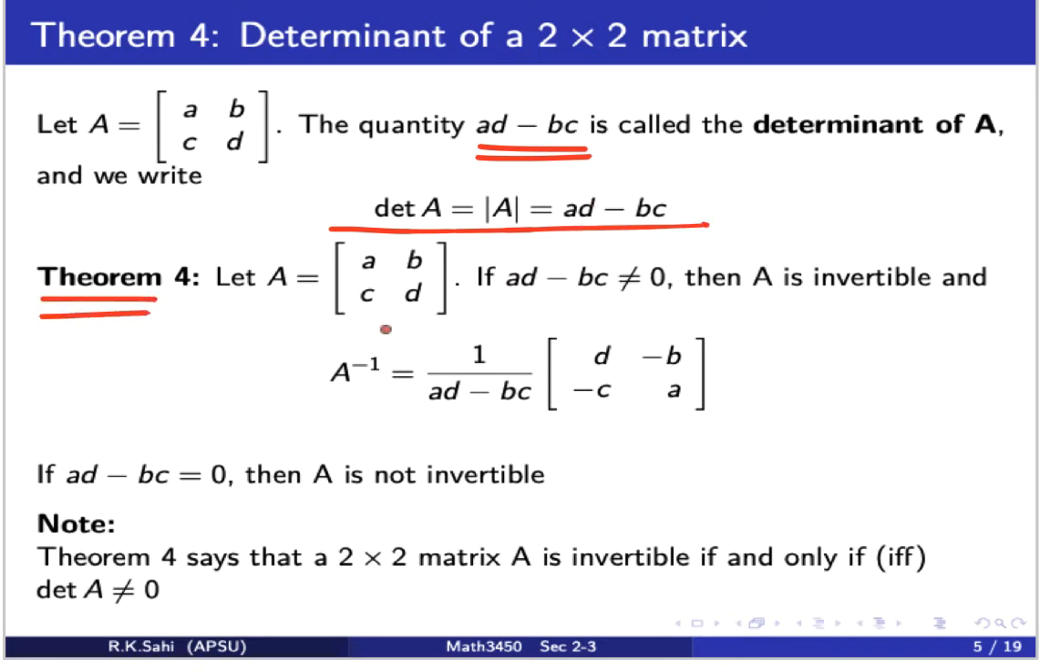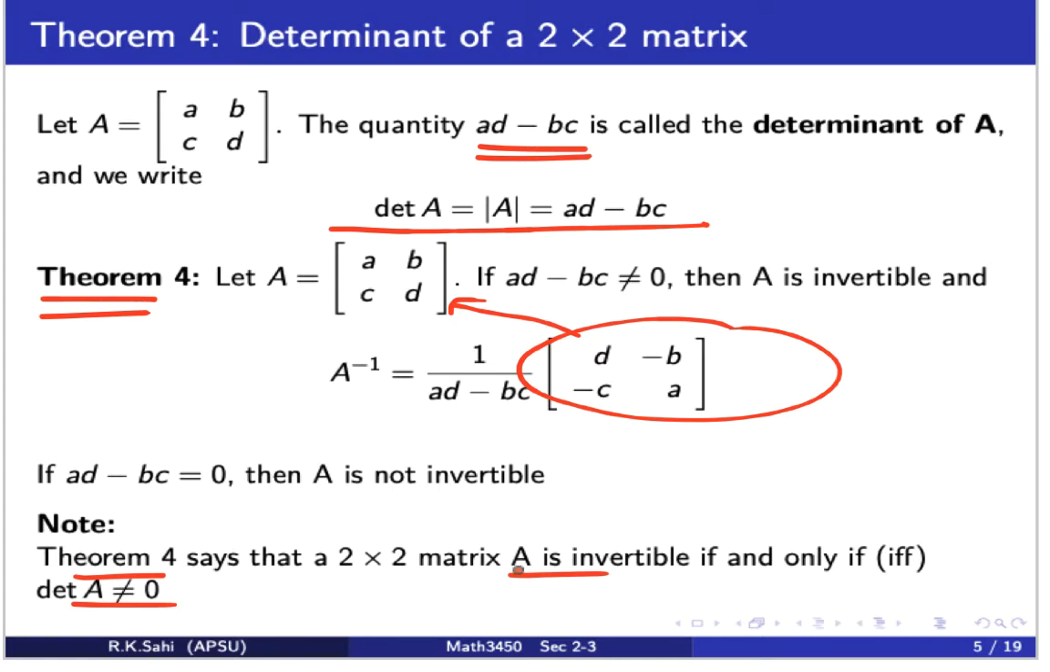Very powerful theorem. If you have a matrix A and if AD minus BC is non-zero, we say A is invertible. The inverse of the matrix is given by 1 over AD minus BC times the matrix D, minus B, minus C, and A. Notice this matrix is nothing but you are flipping the diagonal elements, and the other elements are just multiplied by minus 1. This theorem 4 is very helpful because if you want to know whether a matrix is invertible or not, you just simply figure out its determinant. And that is very useful because it saves a lot of computation for us.